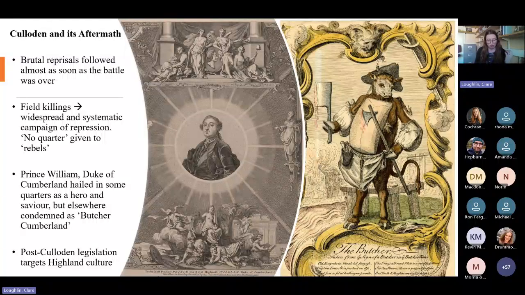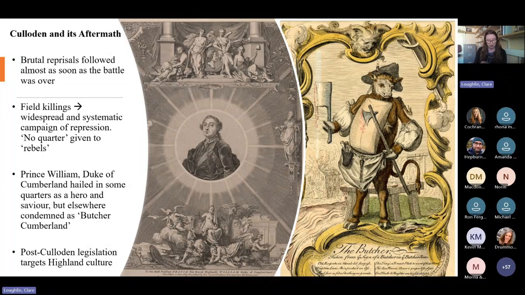These reprisals targeted Highlanders in particular. Jacobites in the northeastern lowlands, as I said, turned out in greater numbers, but they do not experience reprisals in the same way. They are treated far less severely. The Highlanders, by contrast, were treated as savage outsiders. And this is reflected in legislation that's passed in the years after 1746 that's designed to address what's known as the Highland problem.